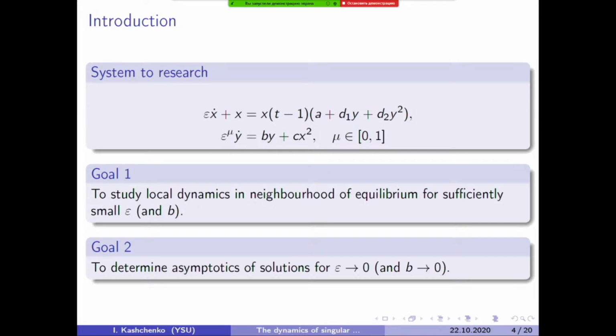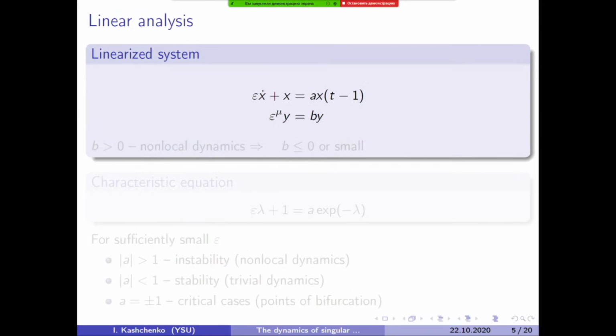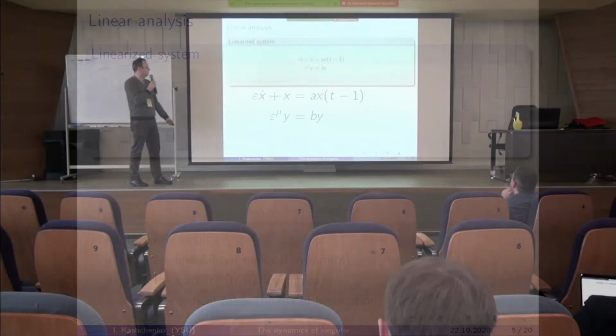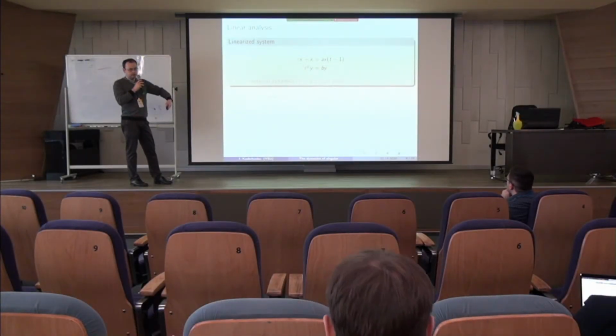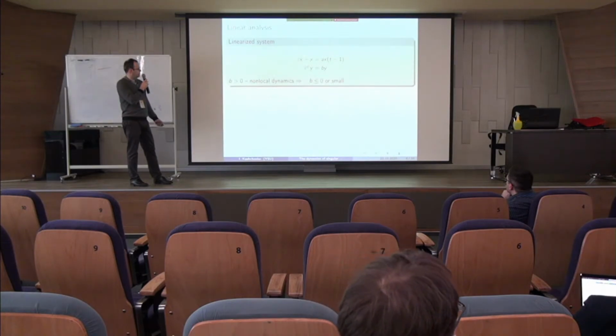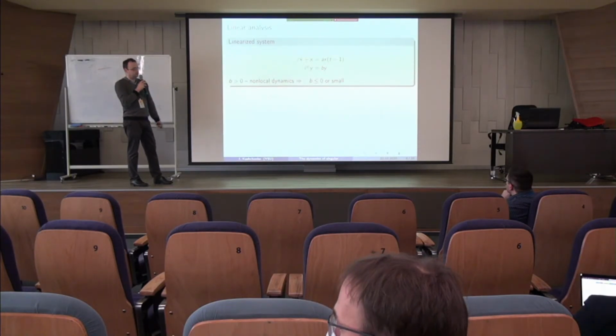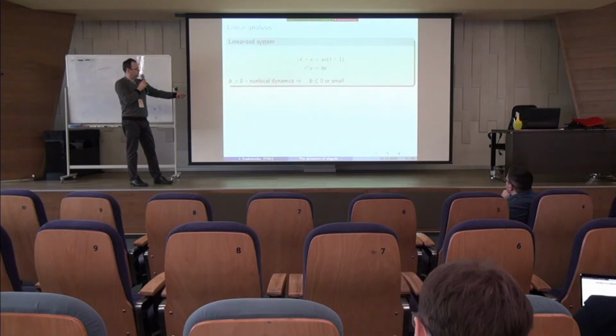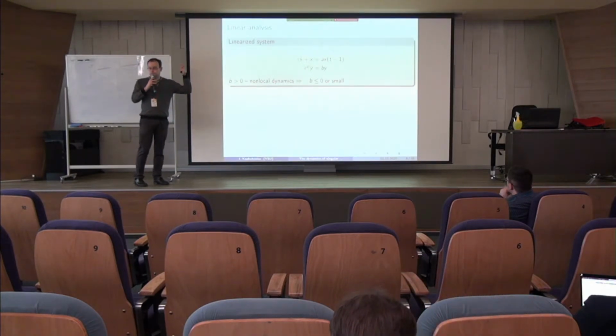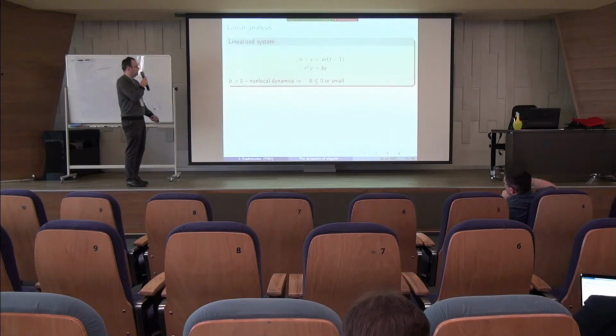As we want to study local dynamics, let's start with linear analysis. If we leave only linear terms in the system, then we have two separate equations, one for x and a second for y. Let's start with the second. It's very simple. If this parameter b is positive, then we know that y tends to infinity exponentially fast.